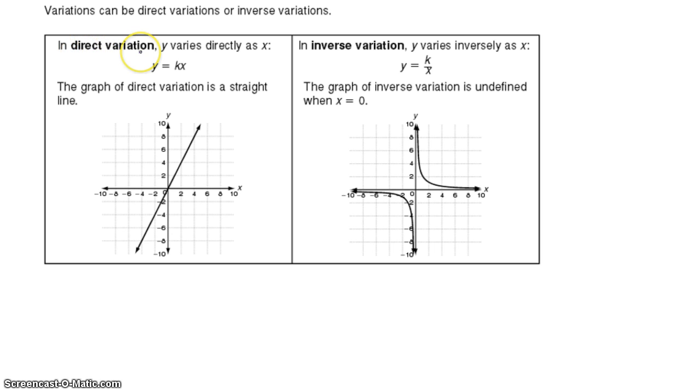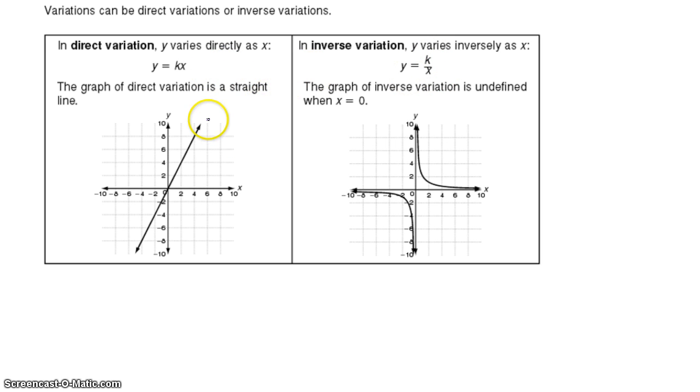This is our direct variation function here. We say that y varies directly as x. And over here we have our inverse variation, and we say in inverse variation, y varies inversely as x. And go ahead and take a look, kind of compare and contrast what the two formulas look like. Over here we have y equal to k times x, and over here we have y equal to k divided by x. So quite a bit of difference in here.